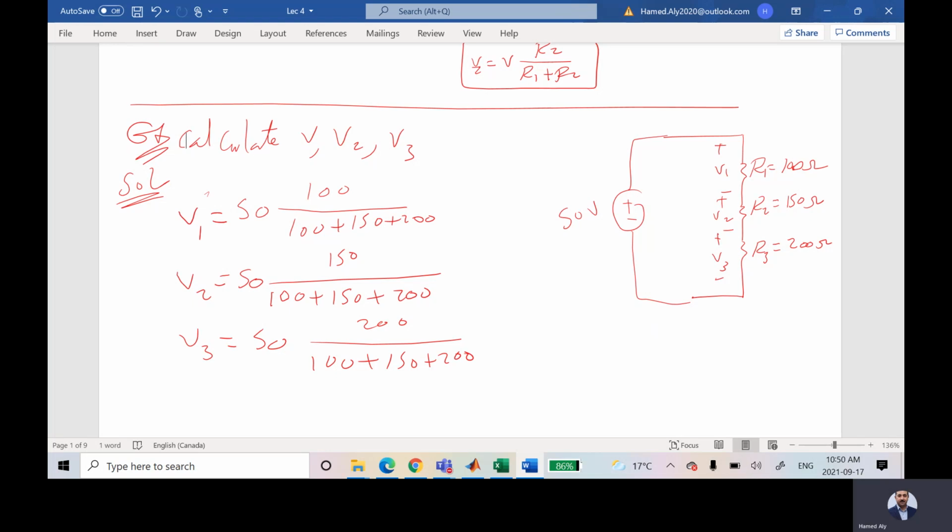As you are seeing, the voltage divider is very easy and straightforward because it is depending on the very simple equation, which is V is equal to I times R. Because all of them are connected in series, I can say I is equal to V over the summation of the resistors. So it's very, very easy, and it is a straightforward one.